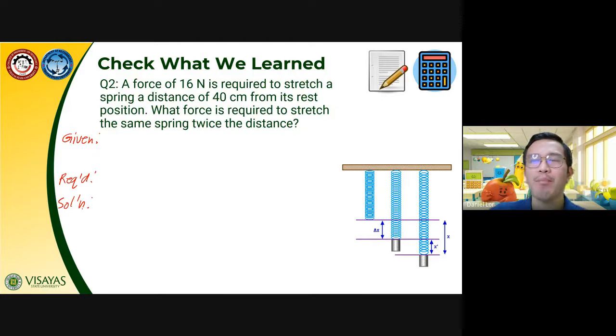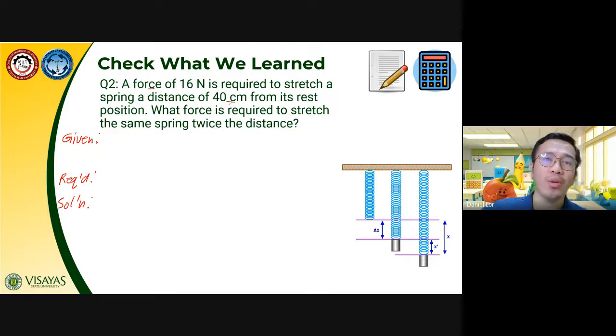Okay, so I have prepared here two problems. The first one: a force of 60 Newton is required to stretch a spring a distance of 40 centimeters from its rest position. What force is required to stretch the same spring twice the distance? So basically what are given here are the force and the displacement in centimeters.